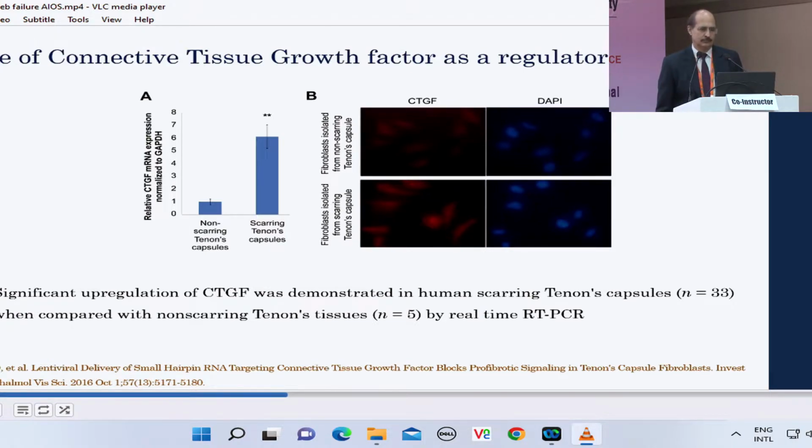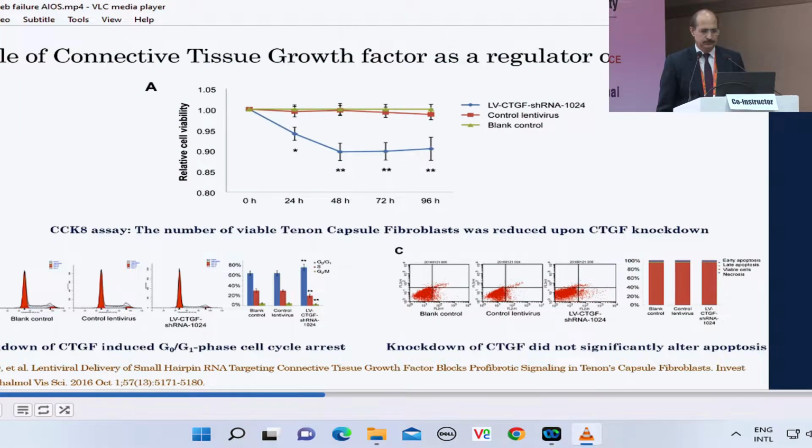In this, the authors observed that there was significant upregulation of CTGF in the human scarring Tenon's capsules when compared with the non-scarring Tenon's tissue by real-time RT-PCR. The CTGF primarily mediates and increases the signaling in the human Tenon's capsule fibroblast, which is evident because the number of viable Tenon's capsule fibroblasts were reduced upon the CTGF knockdown. And the knockdown of CTGF basically induces the G0/G1 phase cell cycle arrest. It does not significantly alter the apoptosis.